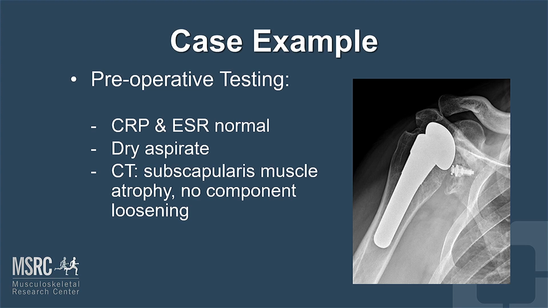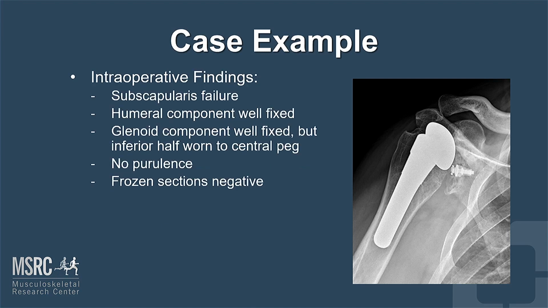Based on these findings, we elected to proceed with revision shoulder arthroplasty with the plan to proceed with revision to reverse total shoulder arthroplasty to address both the component malposition and his subscapularis deficiency. At surgery, subscapularis failure was confirmed. There was no intraoperative concern for infection, but his humeral components were well fixed, and his glenoid component showed evidence of significant wear along the inferior aspect of the component.